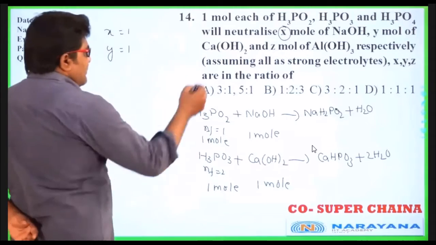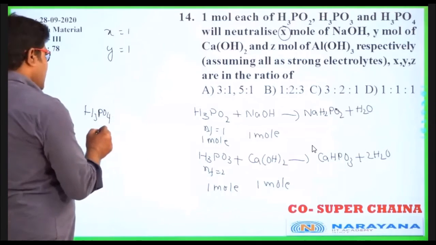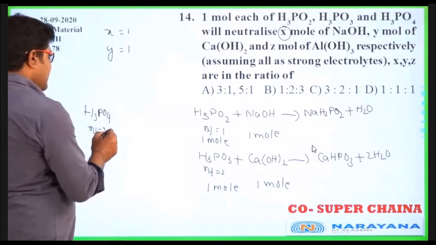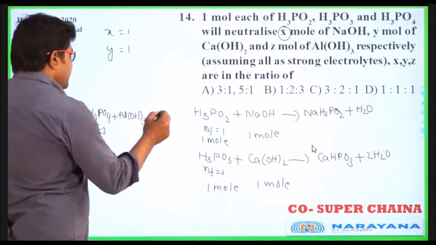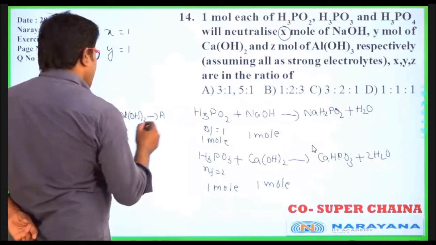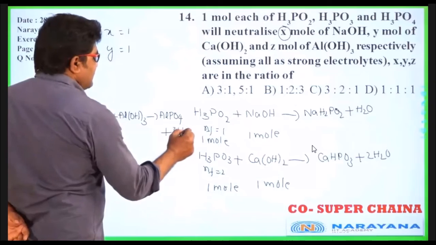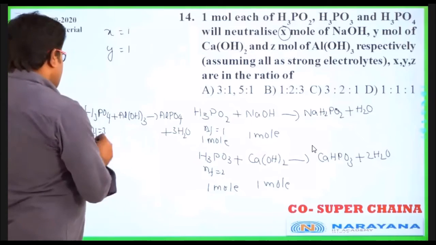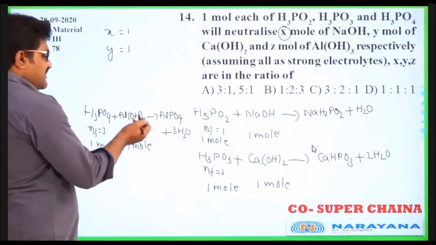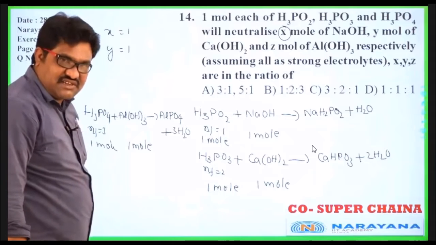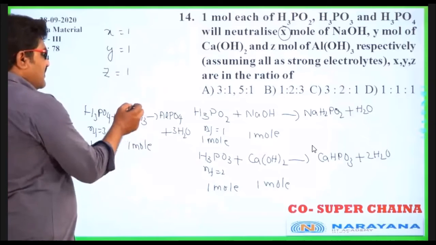Now coming to H3PO4, where basicity is 3. When it is treated with aluminium hydroxide, it can form AlPO4, aluminium phosphate, plus 3 moles of water. Here basicity is 3 for this one. So 1 mole of this requires 1 mole of this, as it has 3 H plus ions and 3 OH minus ions in the neutralization reaction. So Z is also 1, the number of moles of aluminium hydroxide.